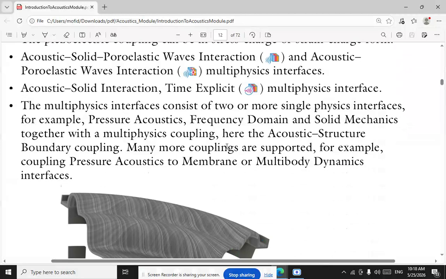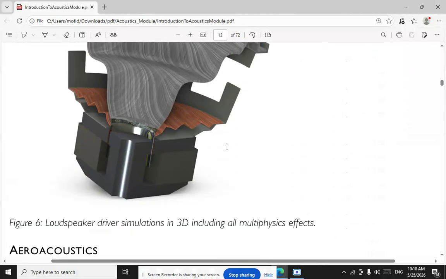The multiphysics interfaces consist of two or more single physics interfaces. For example, pressure acoustics, frequency domain, and solid mechanics together with a multiphysics coupling. Here, the acoustic structure boundary coupling. Many more couplings are supported, for example, coupling pressure acoustics to membrane or multibody dynamics interfaces.